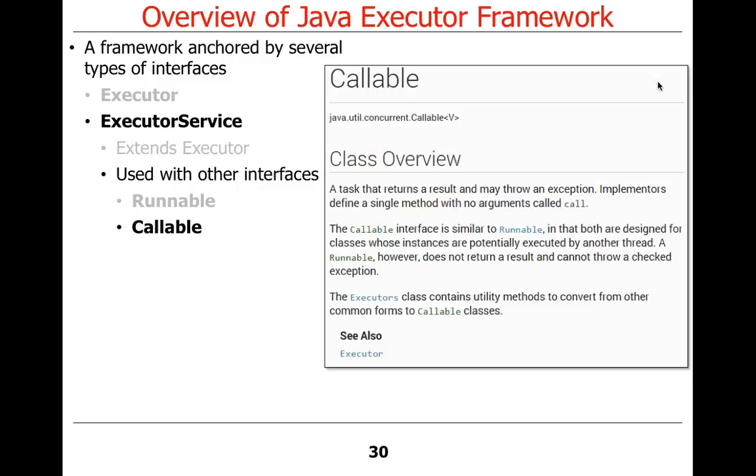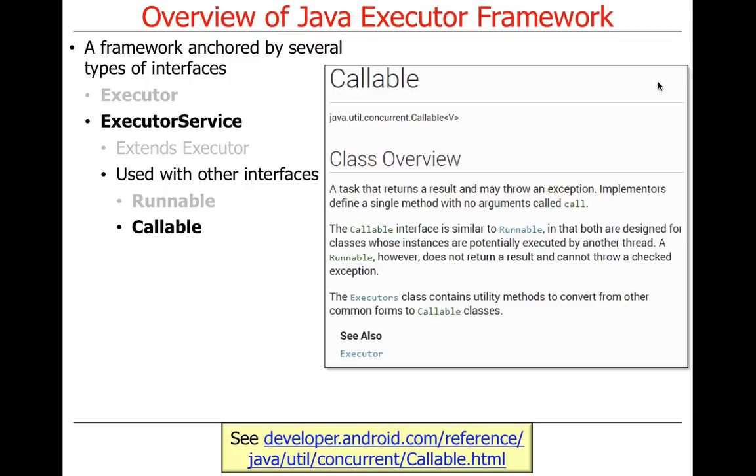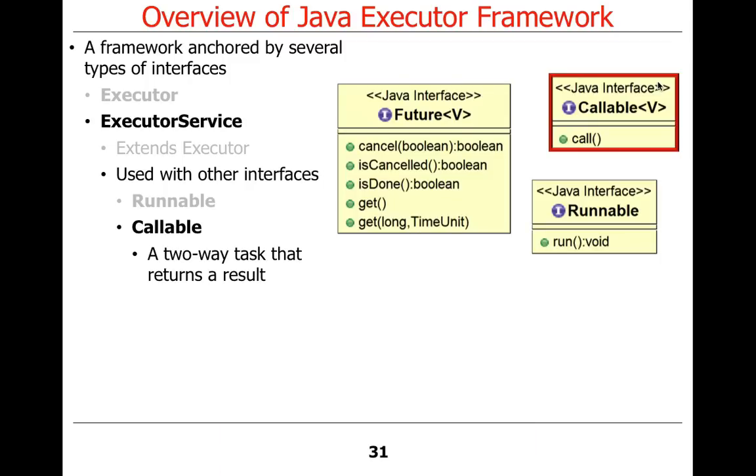The next interface is something that's more interesting. This is called a callable. So if a runnable is a one-way task, then a callable is a two-way task that returns a result. And as you can see up here, Callable has a method called call, and call returns a V, which is the return type. It returns whatever the parameter is. So it returns you the value.